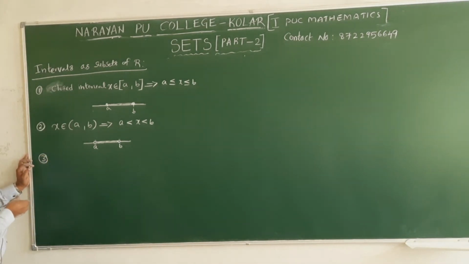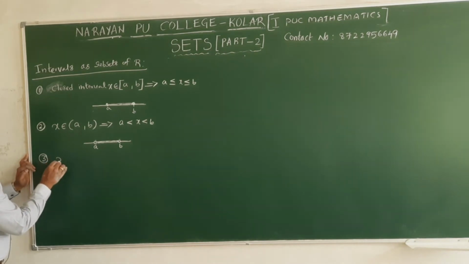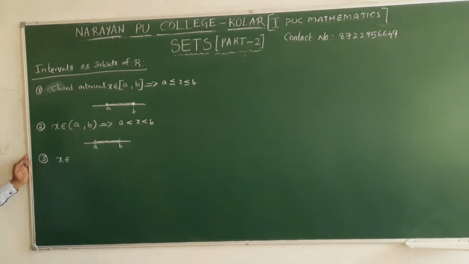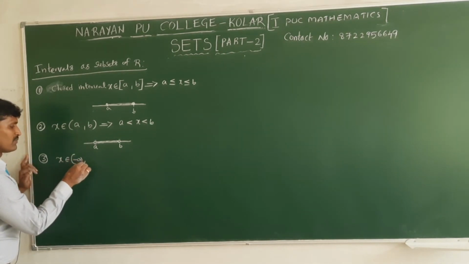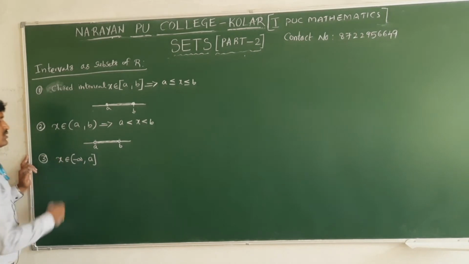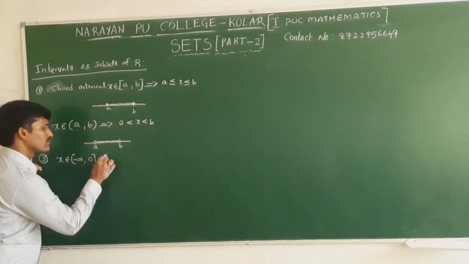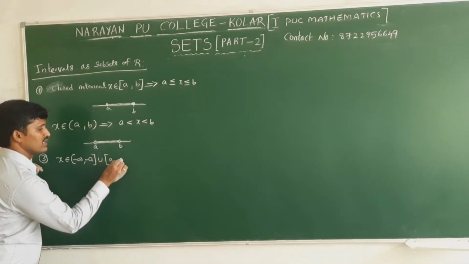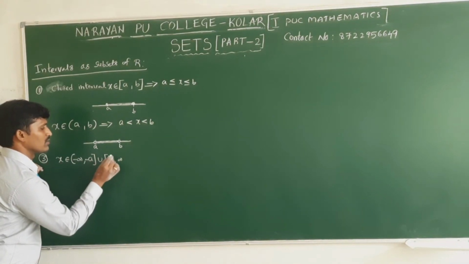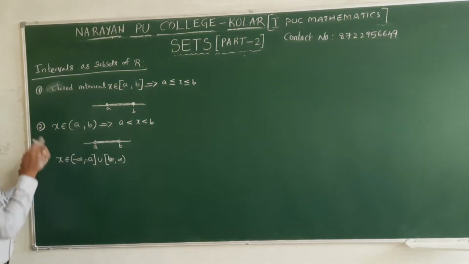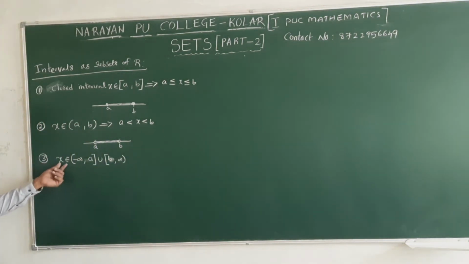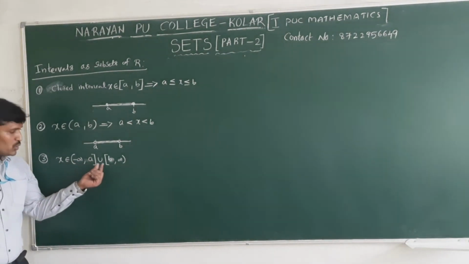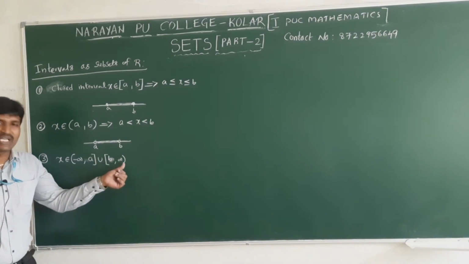Another value I can take here, one more value: x belongs to the open interval minus infinity comma A, closed, union minus A... or, you can take A or B, no problem. For easy purpose, I am taking A and B only. x belongs to the open interval minus infinity comma closed A, union closed B up to infinity.